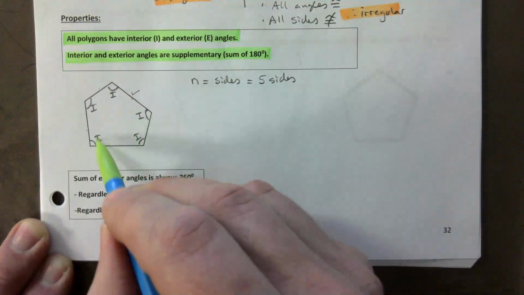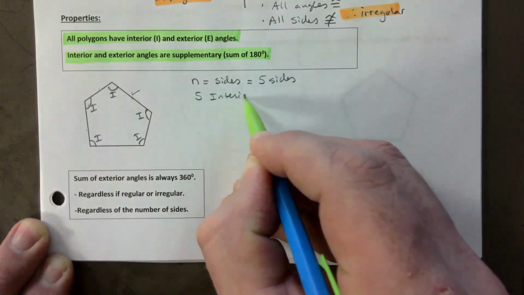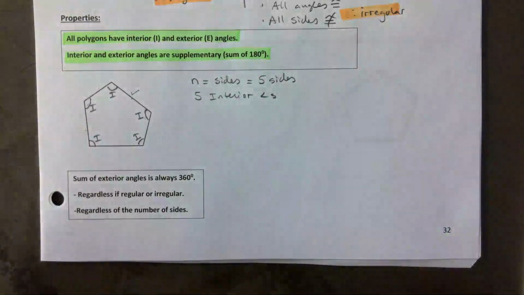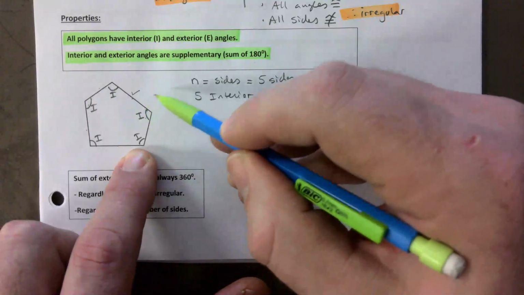5, right? 1, 2, 3, 4, 5. So 5 interior. And here's where this is maybe new to you. Exterior angle. Every interior angle has an exterior angle that goes with it.